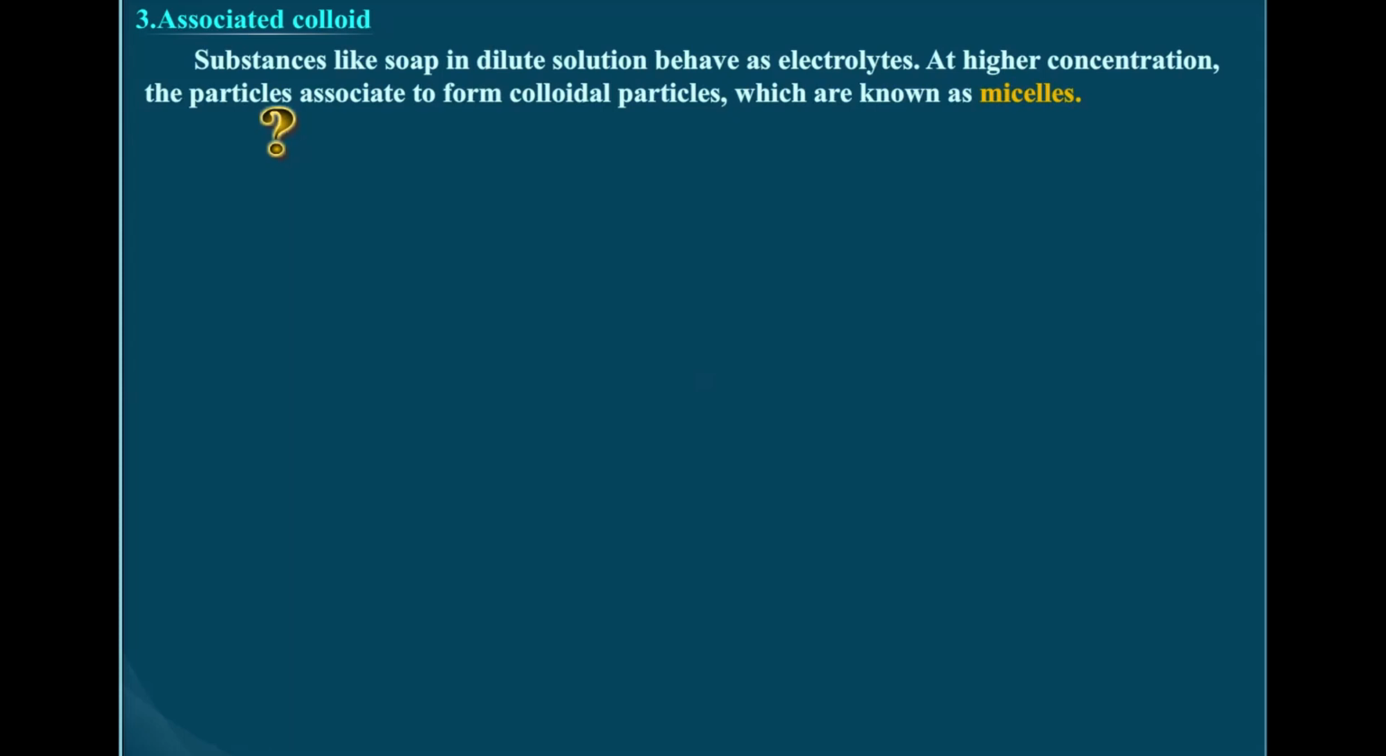The formation of micelles takes place only above a particular temperature called Kraft temperature, K-R-A-F-T, and above a particular concentration called critical micelle concentration, that is CMC. On dilution, these colloids will get back to their individual ions. So associated colloids are substances like soap in dilute solution. When soap is dissolved and the solution is very dilute, they behave as electrolytes. But as the concentration of the soap increases, the particles associate or aggregate to form colloidal particles, which are known as micelles.